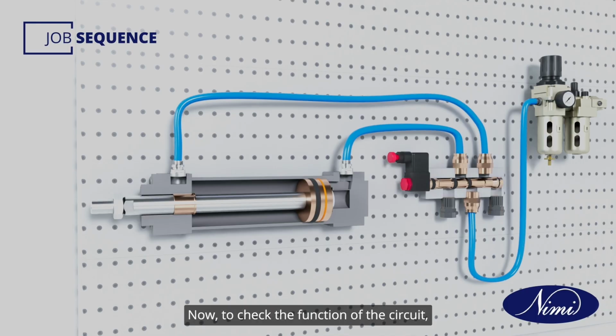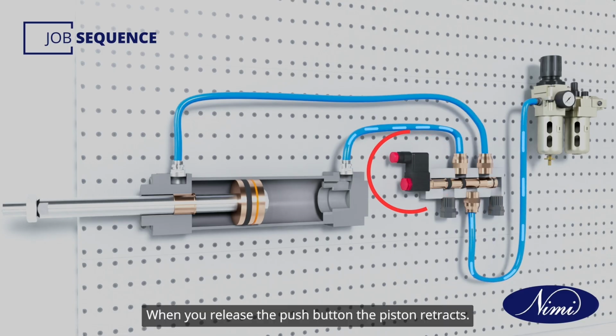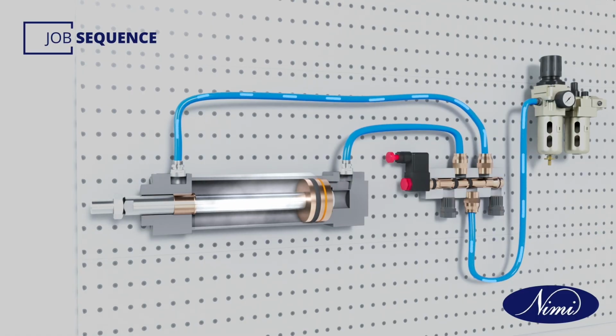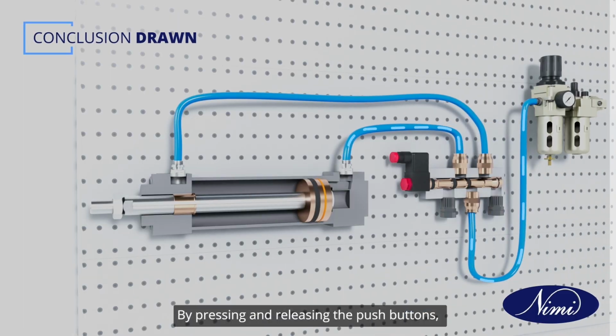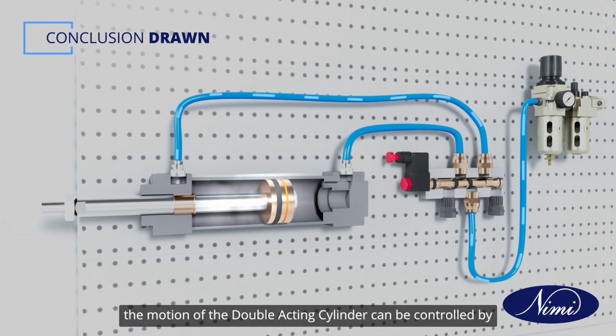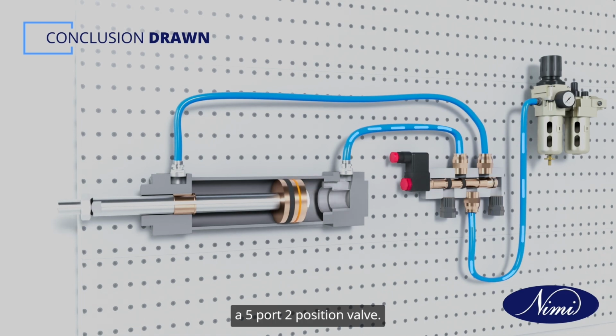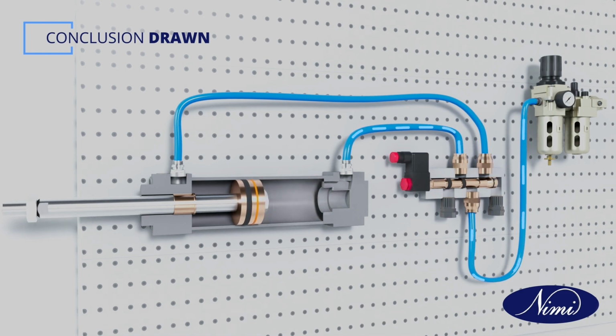Now, to check the function of the circuit, first you need to press the push button. When you press the push button, the piston should move forward. Next, release the push button. When you release the push button, the piston retracts. By pressing and releasing the push button, you can check the piston movement and thereby draw a conclusion that the motion of the double-acting cylinder can be controlled by a 5-port 2-position valve.